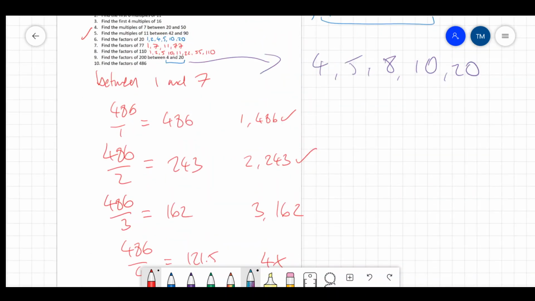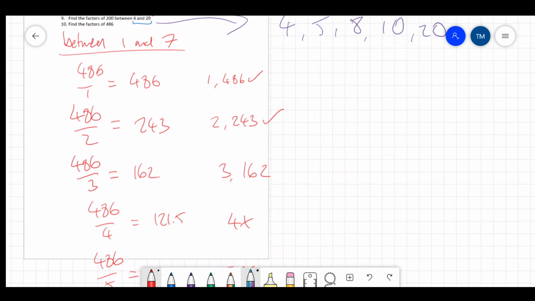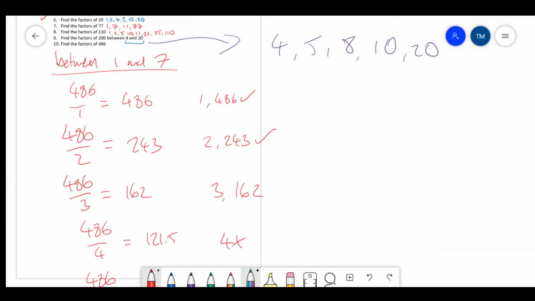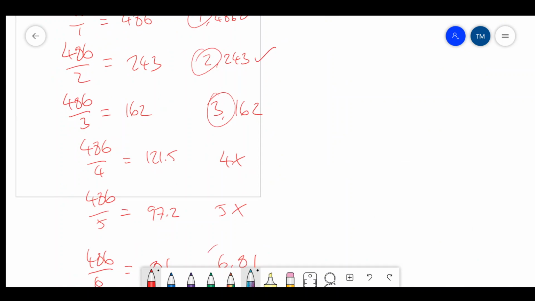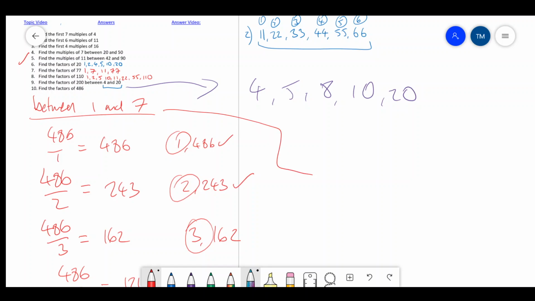And we can stop here because in your question it was between 1 and 7. So now we can go through and just pick out the factors that are between 1 and 7. So we've got 1, 2, 3, and 6 as your results. So your answer to number 10 is 1, 2, 3, and 6. And that's it for this worksheet.